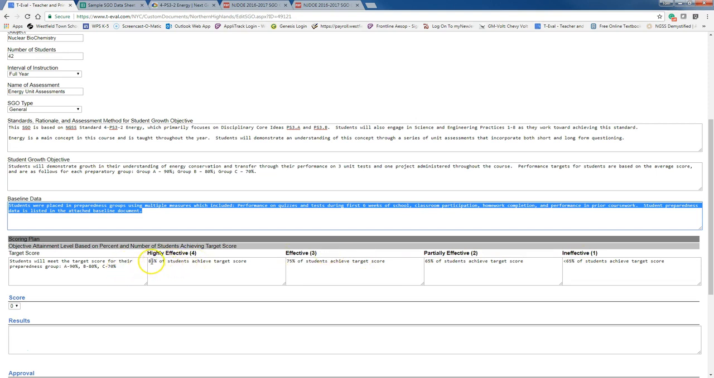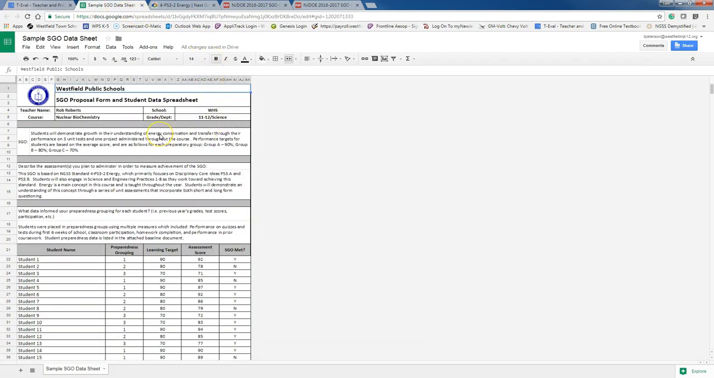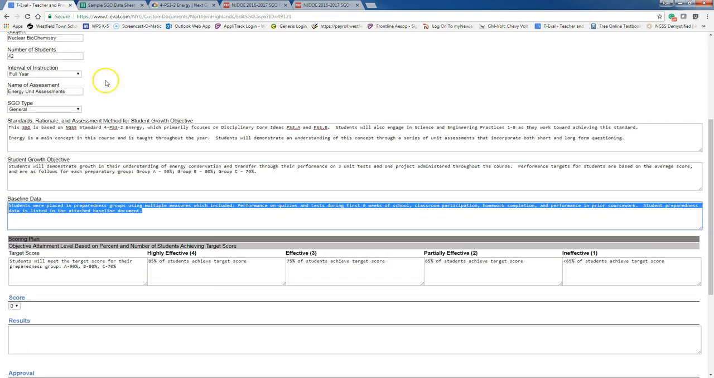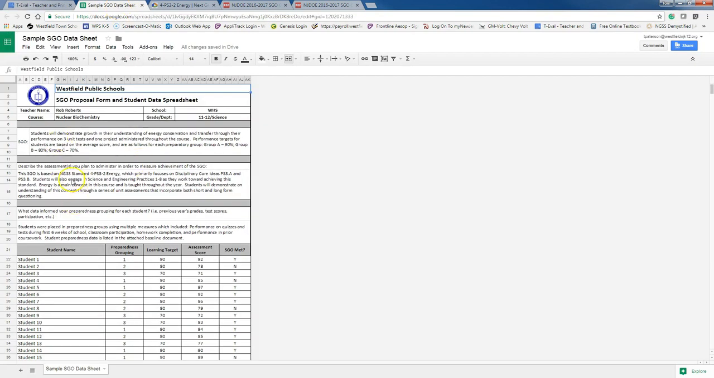Because remember, this is based on the total number of students, and in each preparedness group the targets might be different. So here's a spreadsheet. It may look complicated, but it's really not. And this is a form that I took from another district and inputted the things that you see over here. Just put them in there. Not something that you have to use, but I can make this available to you.